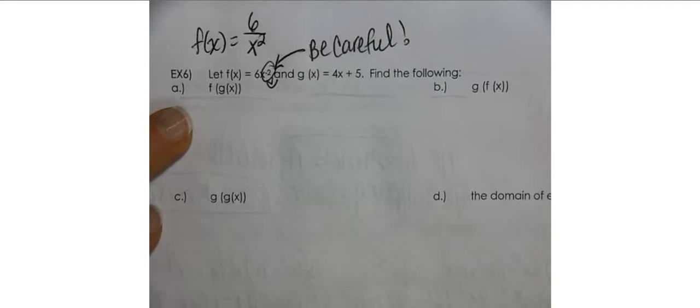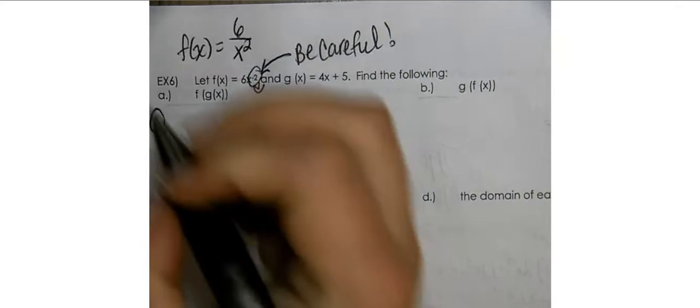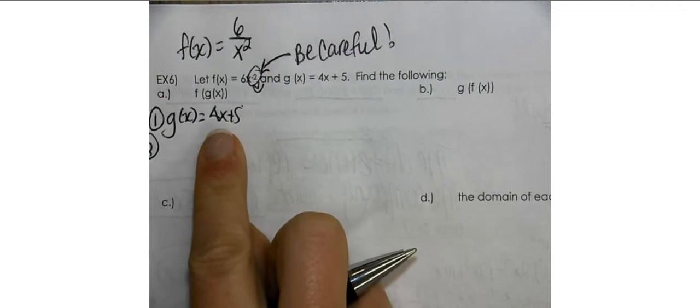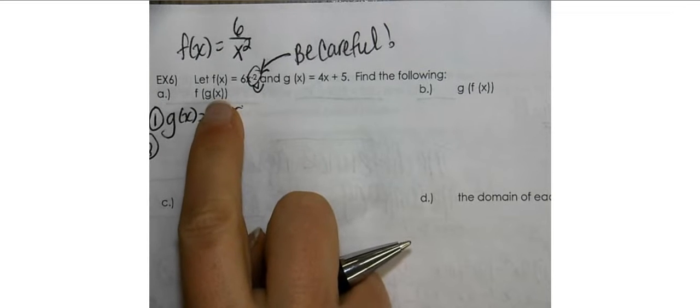Now notice that we have an x value in the denominator, which means that at some point you'll have to restrict the domain. And I'll talk about when to restrict the domain in just a moment. So let's go ahead and identify what f of g of x is. The first thing that we want to do is identify what g of x is, and in this case, that is 4x plus 5. The second thing we want to do is substitute 4x plus 5 into your f function.